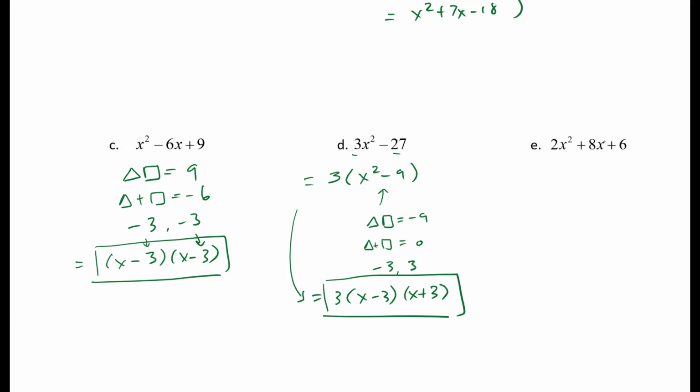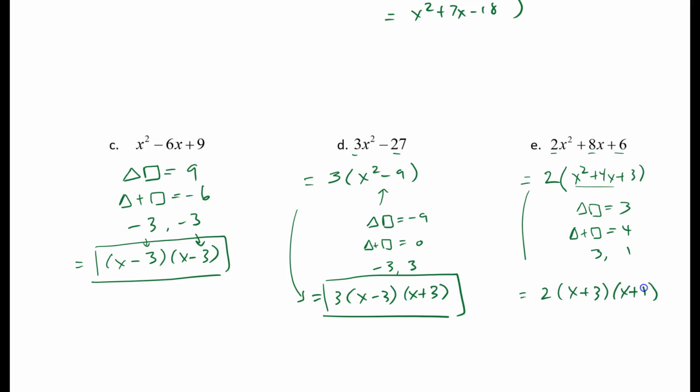And the last one here, start out by noticing that there's a common factor of 2 in all these terms. So we're going to take out that 2, x squared plus 4x plus 3, and then we'll see if we can factor that. Can we find two numbers that multiply to 3 but add to 4? Well, yes, 3 and 1. So then we can finish factoring this as follows. 2 times x plus 3, x plus 1.